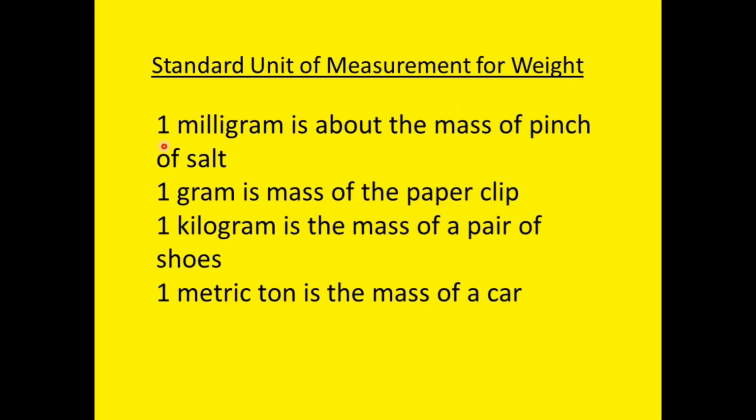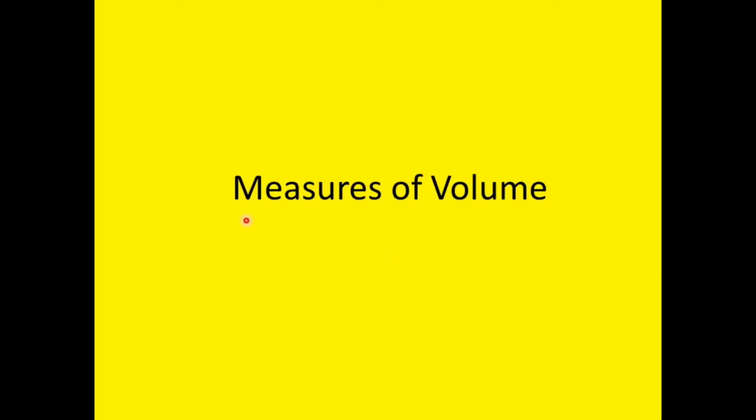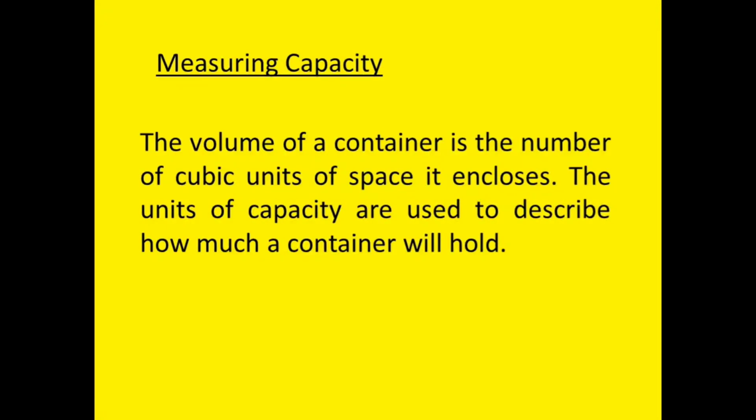And we have also 1 milligram is about the mass of a pinch of salt. 1 gram is the mass of a paper clip. 1 kilogram is the mass of a pair of shoes. Then 1 metric ton is the mass of a car. And handspan, the distance from the tip of the thumb to the tip of the little finger.